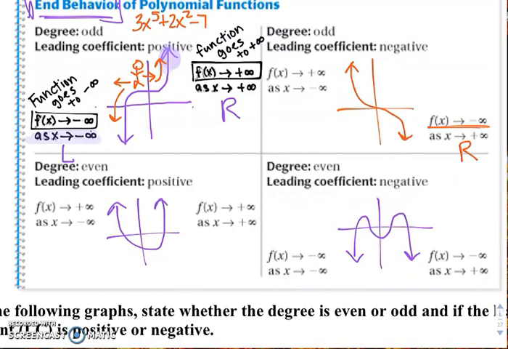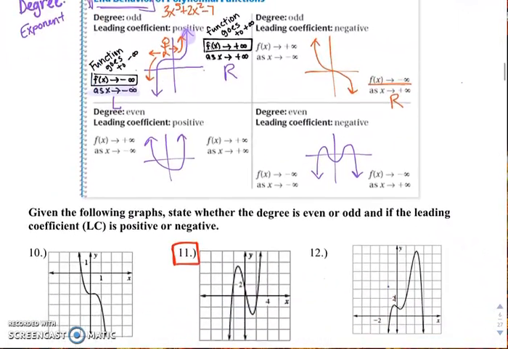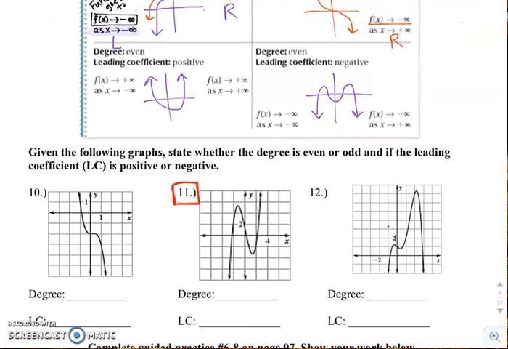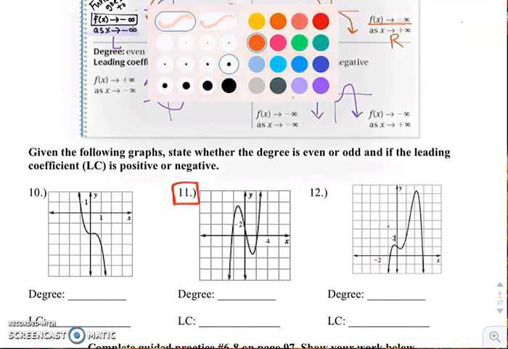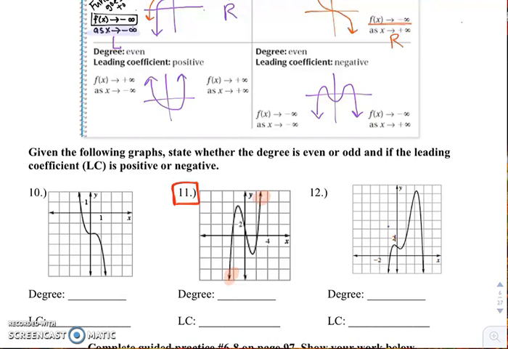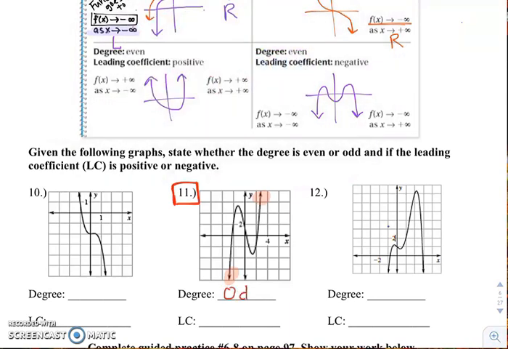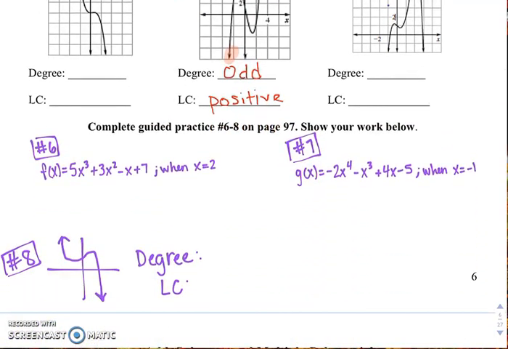So if we try one of these, if we try number 10, it wants to know the degree and the lead coefficient. So your ends are going in opposite directions. So opposite means an odd degree. And the lead coefficient has to be positive because it ends going in the positive direction. So go ahead and try the other ones. And if you guys need the guided practice, that is down here at the bottom so you guys don't have to pull out your book.